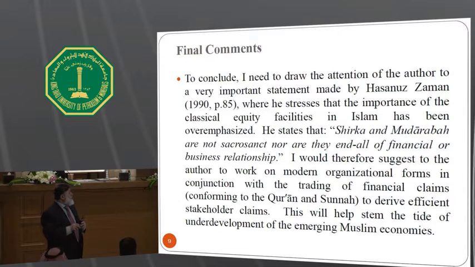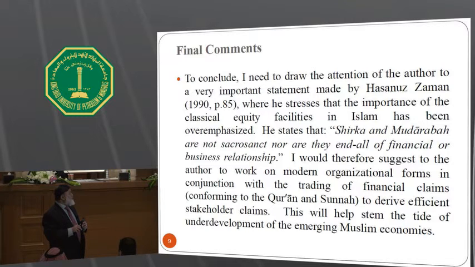To conclude, I need to draw the attention of the author to a very important statement made by Hassan uz-Zaman in his 1990 study, published in the Journal of King Abdulaziz University, where he stresses that the importance of the classical equity facilities in Islam has been overemphasized. Hassan uz-Zaman basically states that shirka and mudaraba are not sacred, nor are they the end of all financial or business relationships.